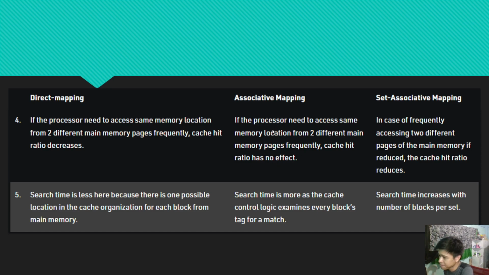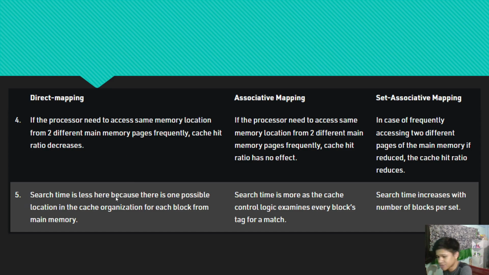Again, in terms of functionality, this one is already perfect. It's just the price that we have to consider for this one. So for set associative mapping, in case of frequently accessing 2 different pages of the main memory, if the ways are reduced, the cache hit ratio reduces. So in here the performance will also fall. That is the thing that we need to take note of. So it reduces the hit ratio if there is frequent accessing of 2 different pages. And for the last one, search time.